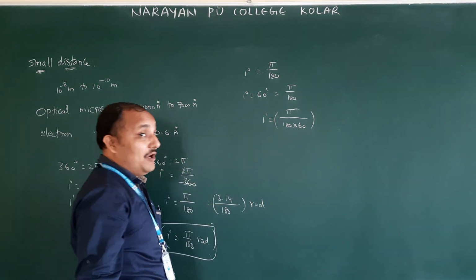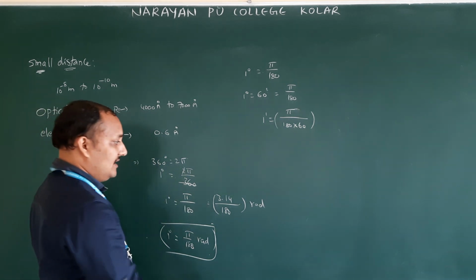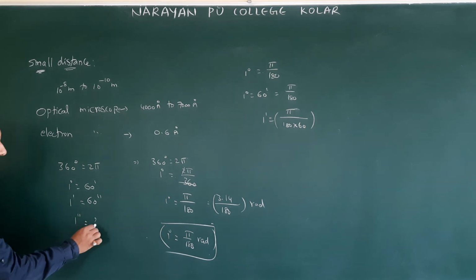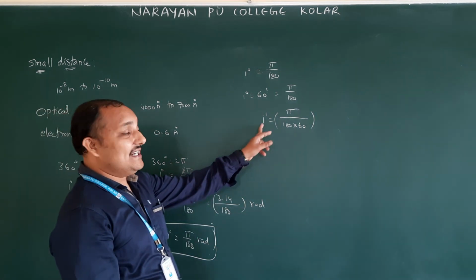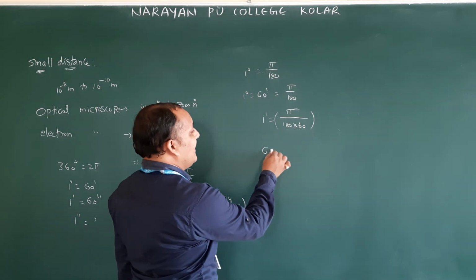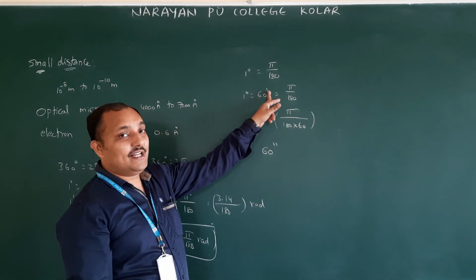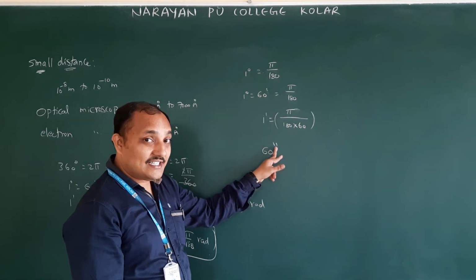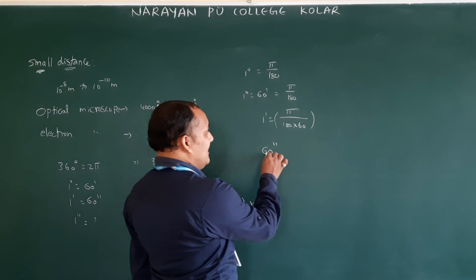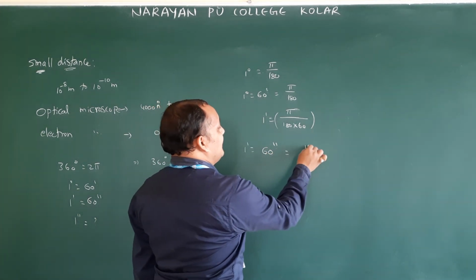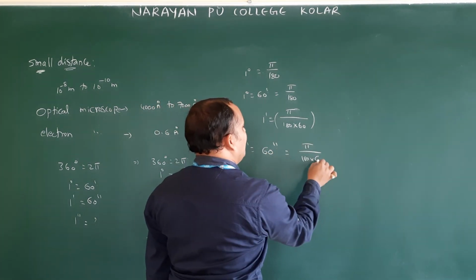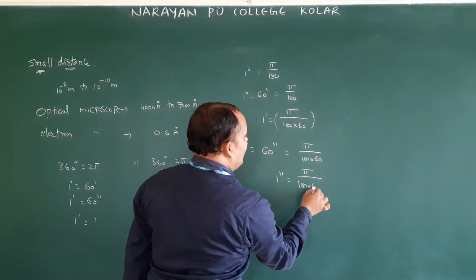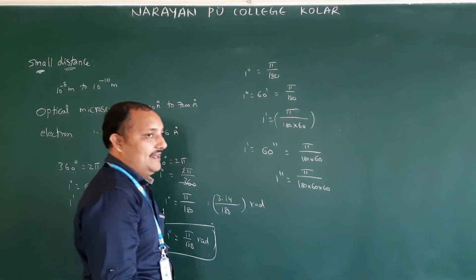Okay. Next, 1 minute is nothing but 60 seconds, isn't it? Next, the 1 second value also. So 1 minute is equal to 60 seconds. How will you write it? One line means minutes, 2 lines means seconds. So 1 minute is equal to 60 seconds, that is pi by 180 into 60. Therefore 1 second is equal to pi by 180 into 60 into 60 radians.